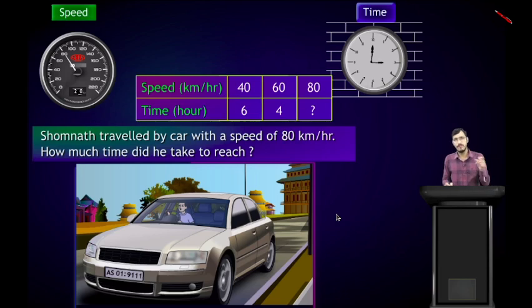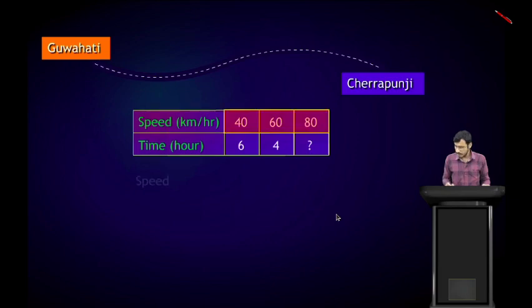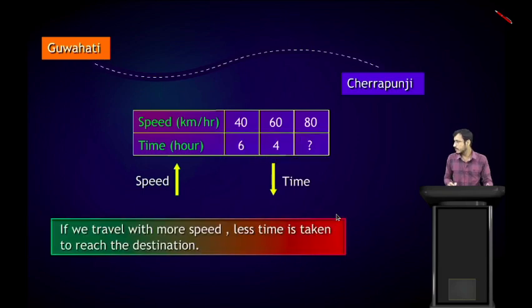So students, can you find how much time did he take to reach? Let's see how we can find the time taken by Somnath. Speed and time: as speed increases, time decreases. If we travel with more speed, less time is taken to reach the destination.